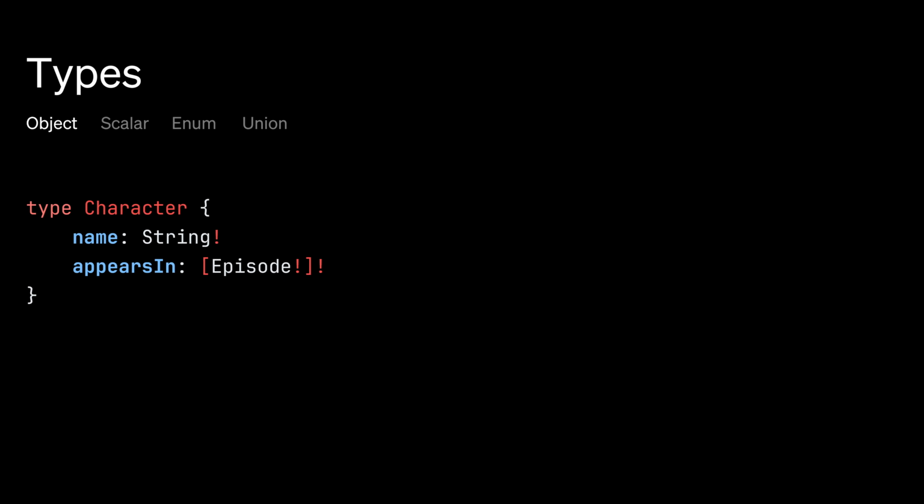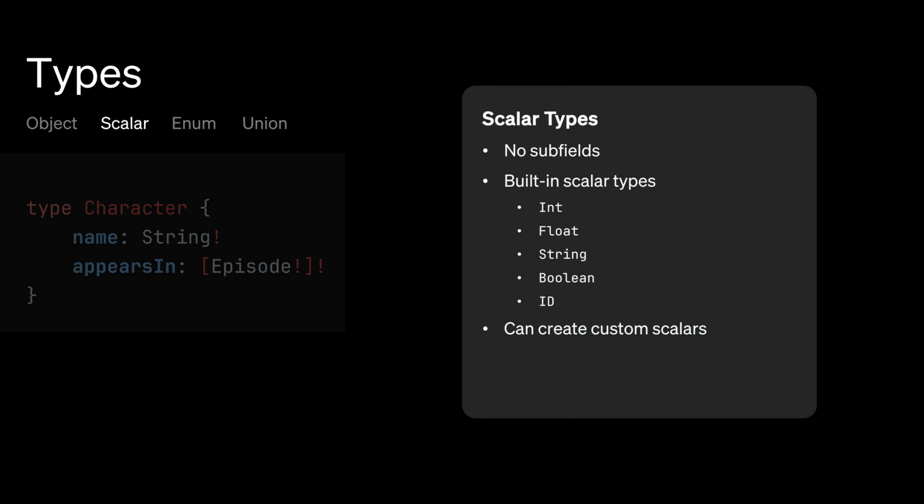So let's go over some of the types. The most common type is the object type, which will have various subfields. So this type is called character. And it has two subfields. One of them is called name, as you can see there, and the type of name is string. String is a scalar type, and you can tell if a type is a scalar type if it doesn't have any subfields. For example, you cannot query anything more from a string. It just is a string.